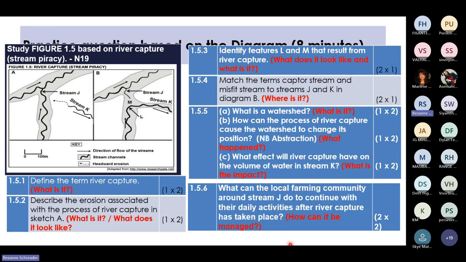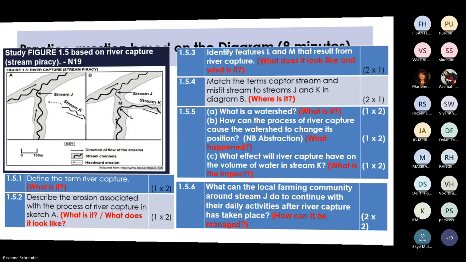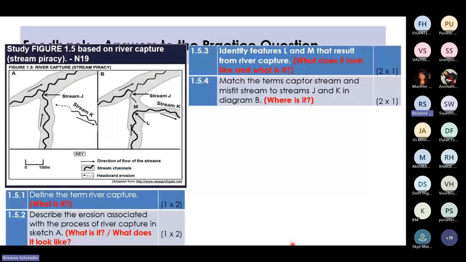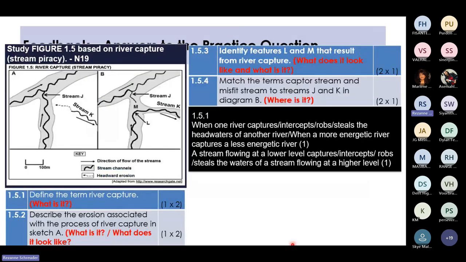So let's have a look at how they would have liked us to answer the questions. Right, define the term river capture. When one river captures or intercepts, robs or steals the headwaters of another river. I just want to point out that in the brackets over here, it says one, that is wrong. It has to be two, right? All your terms are 2 marks, your terms and your concepts.